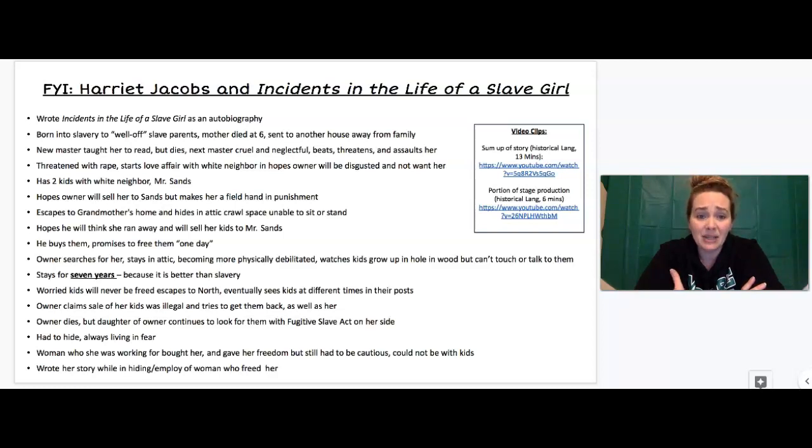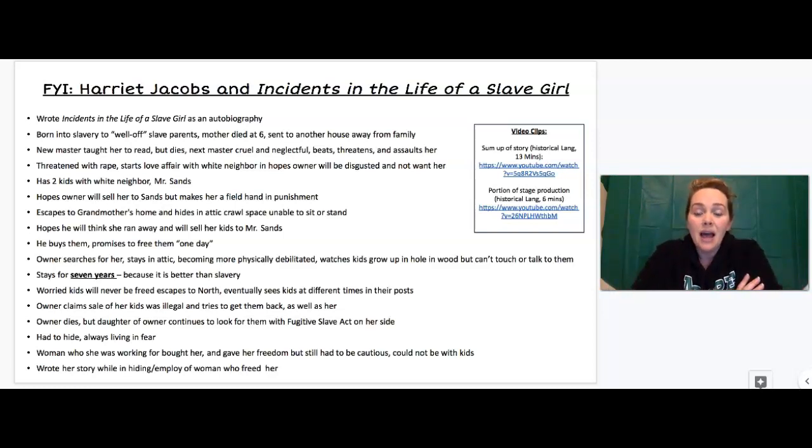The new master teaches her to read and is a nice master. So at 6 years old, she got lucky and had some good time with someone who treated her well. However, that master dies. And then slaves are property, so she doesn't get her freedom. She gets willed out to whoever they left her to, right? Just like a desk or, today, a car or a house, right? So she's a piece of property.